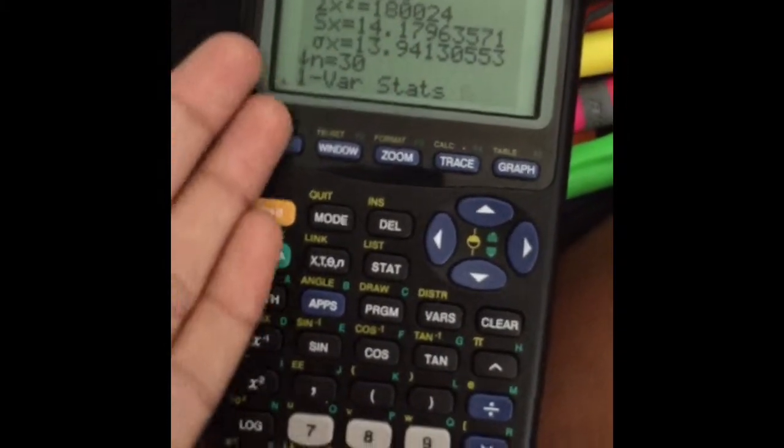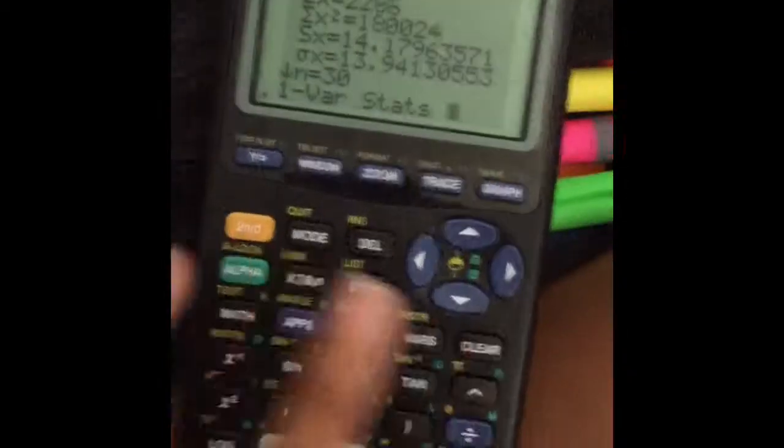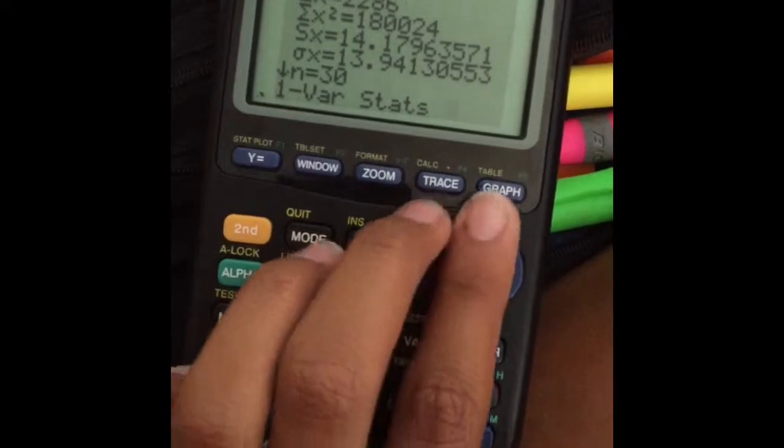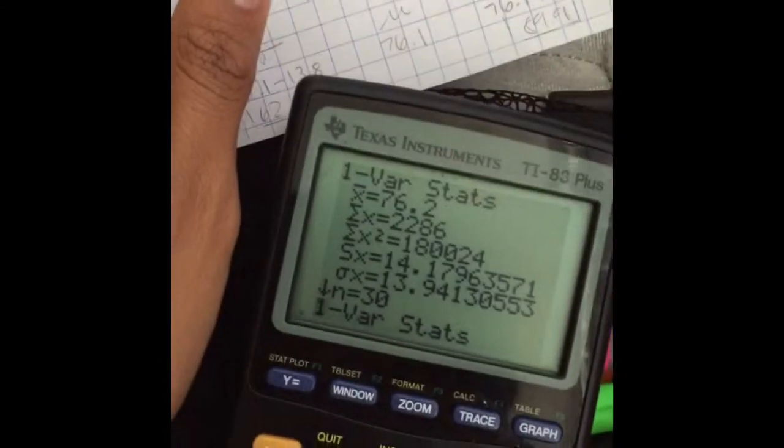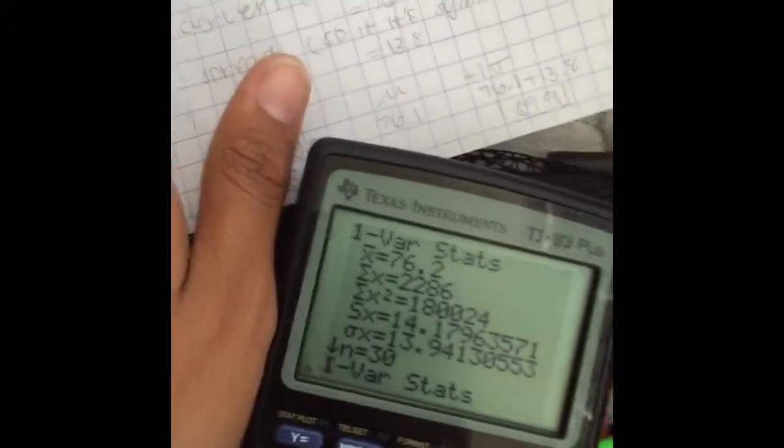And look, all beautiful right out for me. My mean is 76.2, you see? And then my median is down here, which is 75.5, okay? And then my standard deviation is 13.8, right there. It's a little off, but basically.